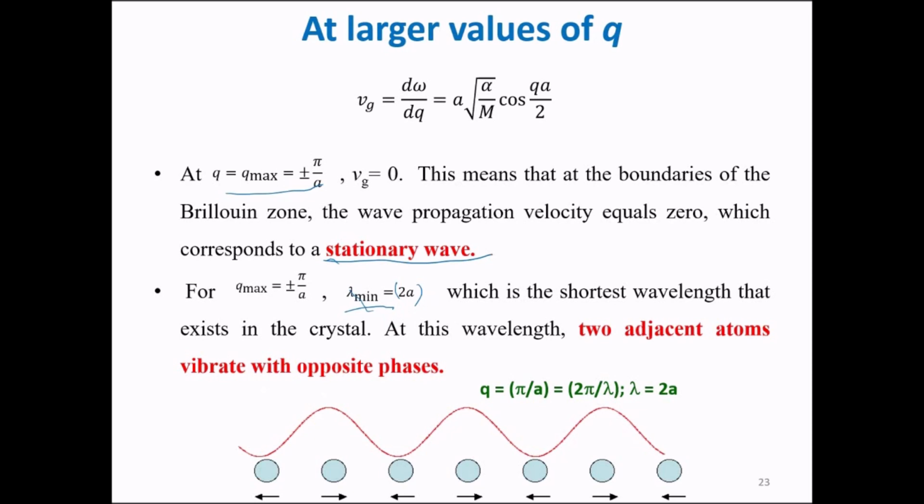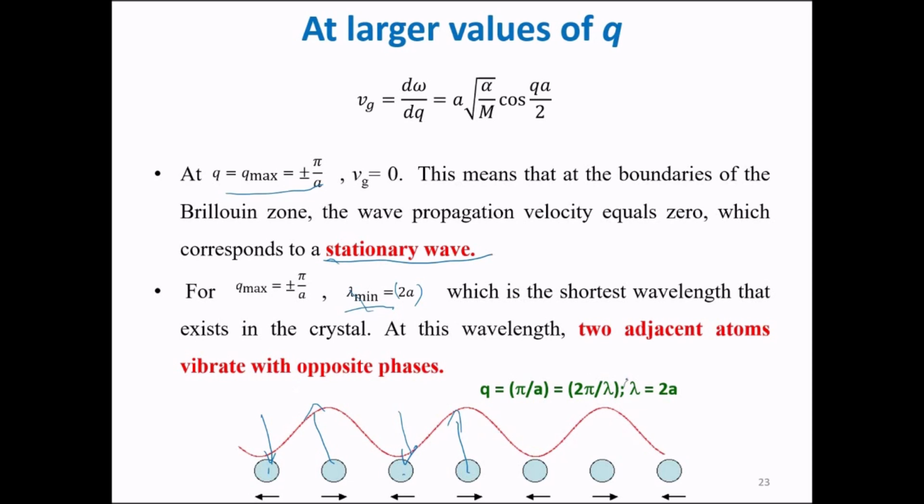So what does it mean? Lambda equal to 2A. So this means after 2A, the atom repeats the vibration property. So we have this atom vibrates like this, this atom vibrates like this, and this atom vibrates like this. So this atom and this atom have the same vibration property, and like this. So we have a stationary or standing wave.